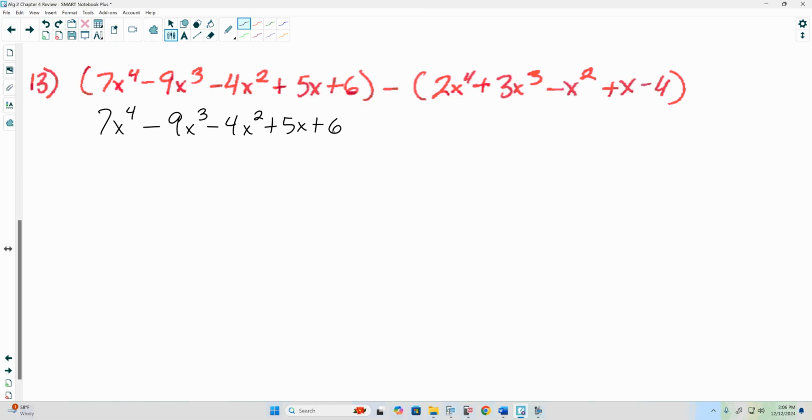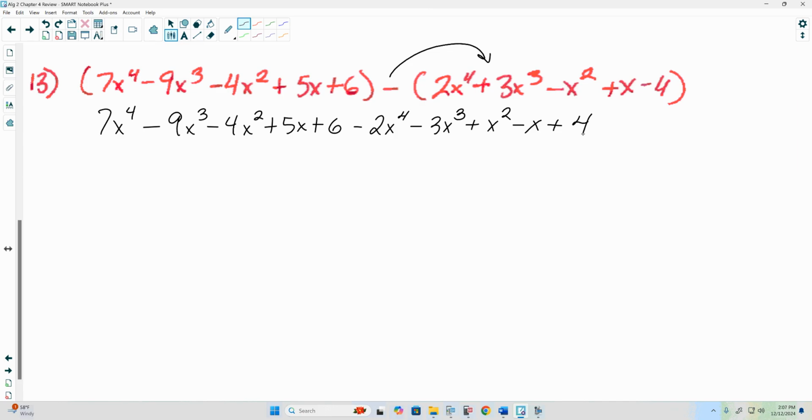And since we're subtracting, we have that negative in front of the second set of parentheses. We have to take that negative and distribute it through. So our 2x to the fourth becomes negative 2x to the fourth. Our positive 3x cubed becomes negative 3x cubed. Our negative x squared becomes plus x squared. Positive x becomes negative x. And negative 4 becomes positive 4.